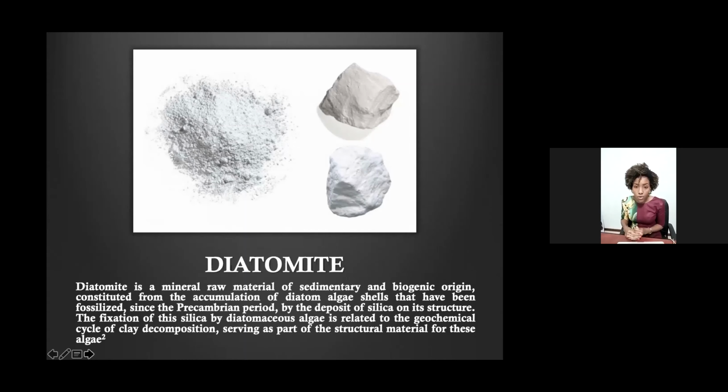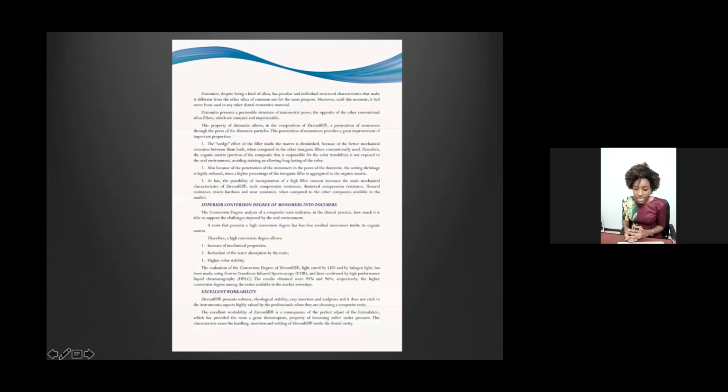Diatomite is also known as diatomaceous earth, the naturally occurring fossilized remains of diatoms. Diatoms are single-celled aquatic algae. Each diatomaceous deposit contains different amounts of silica, depending on the age of the deposit. So in other words, diatomite is like a group of silica. And the diatomite, despite being a kind of silica, has peculiar individual structural characteristics.